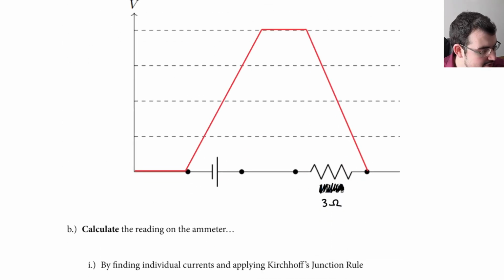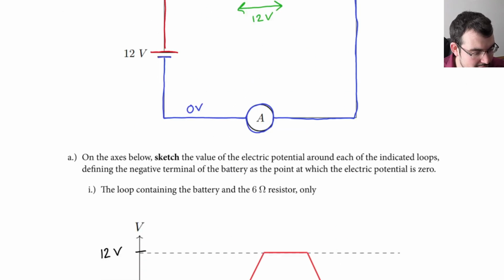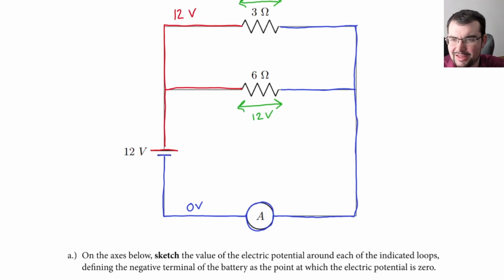So we're going to calculate this reading on the ammeter 2 different ways. First, we're going to find the individual currents and apply the junction rule. So why should that work? Well, this is my total current that's being observed. Because if we look at it, there are sort of these 2 junctions, and we would get the same result either way.